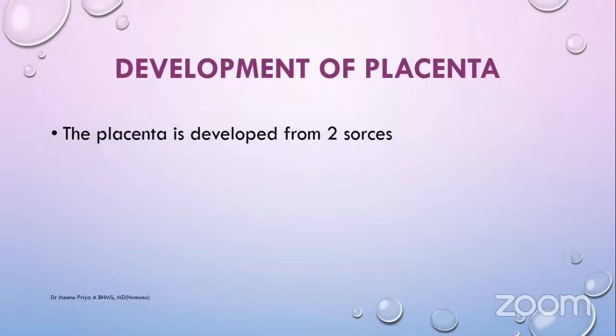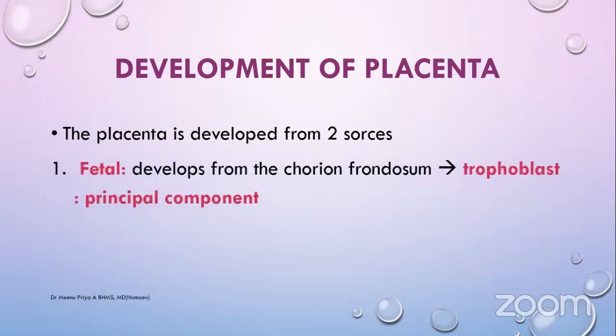It is developed from two sources: fetal source and maternal source. The fetal source develops from the chorion frondosum, that is, the trophoblast. So the principal component, the main contributor for the development of the placenta, is the trophoblast. This can be a question: which is the major contributor for the development of the placenta? That is trophoblast. And the maternal source, as we saw earlier, is the decidua basalis, the maternal portion of the placenta.